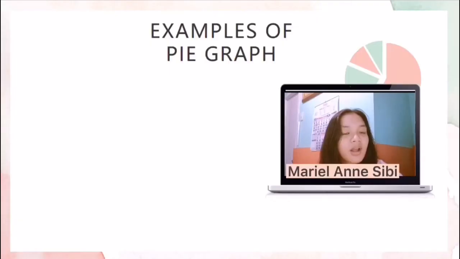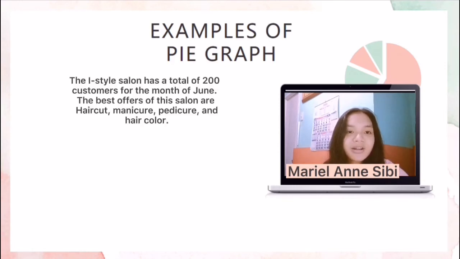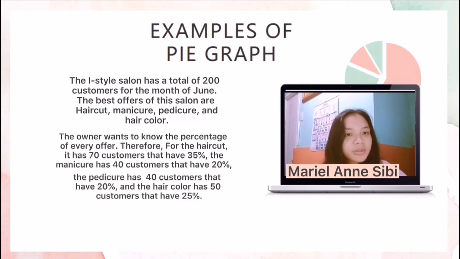For the third example, the graph shows the percentage of services requested by the customers of Aisla Salon. The Aisla Salon has a total of 200 customers for the month of June. Their best offers are haircut, manicure, pedicure, and hair color. The owner wants to know the percentage of every offer.